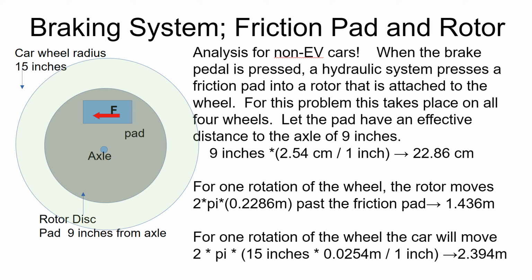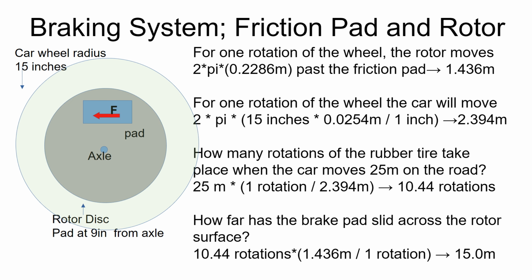So perhaps pause and think about this again, but 2 pi r gives a circumference. Imagine a piece of string wrapped around the wheel, and we tape it down to the roadway and let the car roll forward. That string is going to unwind 2.394 meters for one rotation of the wheel. So I'm copying those numbers, nothing new here, so we can take advantage of them as a conversion factor.